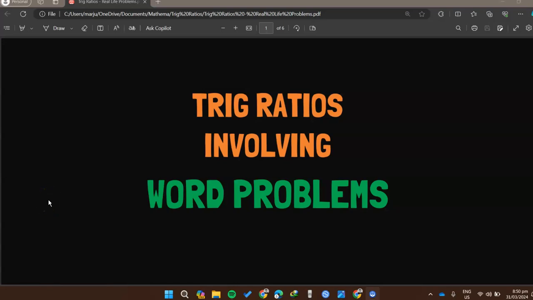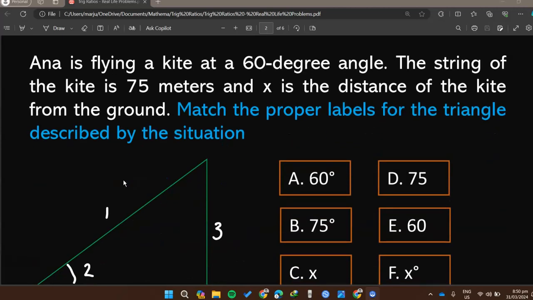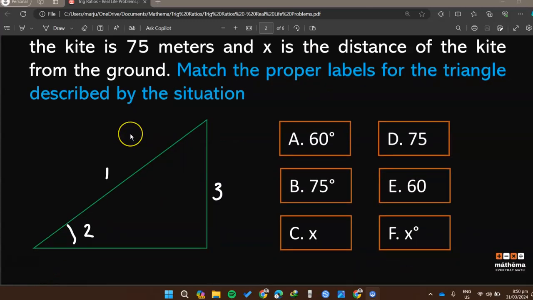Hello, this is the video explanation of the posted exercise on TikTok on trig ratios involving word problems. So this is the first problem. Anna is flying a kite at a 60-degree angle. The string of the kite is 75 meters and x is the distance of the kite from the ground. Match the proper labels for the triangle described by the situation.